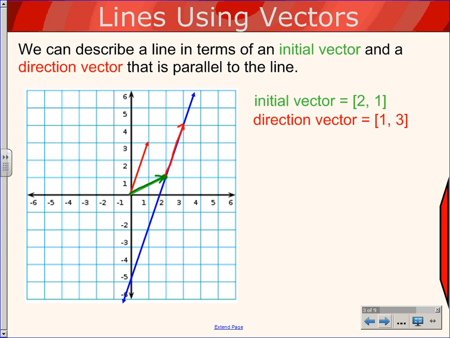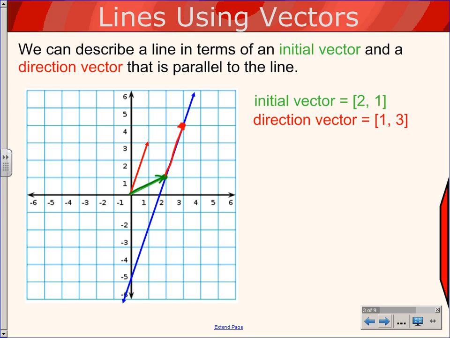So I'm using the first one, the green vector, to move to the line. And then I'm going to use the direction vector to start moving along it. So what I've got drawn there is one initial vector and then one direction vector. But I've even got them added head to tail, right? The vectors are aligned properly. So if I start with the green vector and add the red vector, I end up at this new point up here, 3, 4, which is actually on the line.